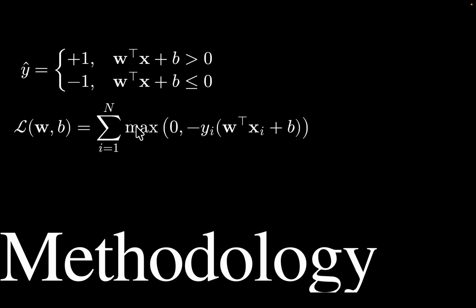It works a little differently from logistic regression because it doesn't have a certain kind of graph. It's not really smooth. It's just a bunch of ones and negative ones.